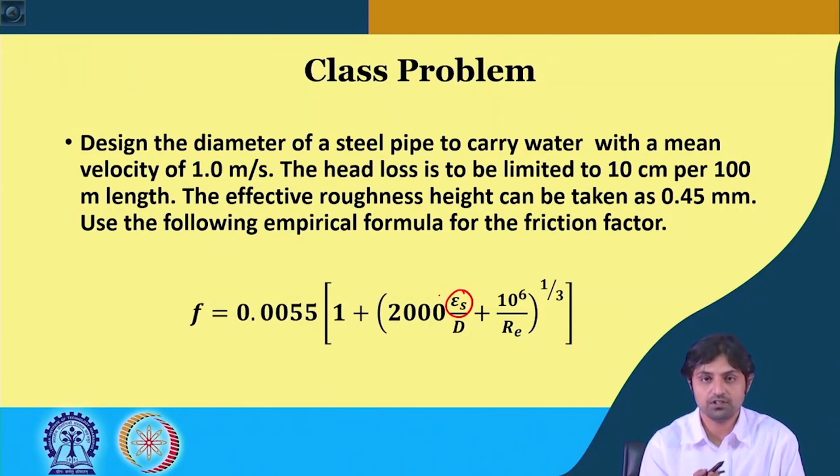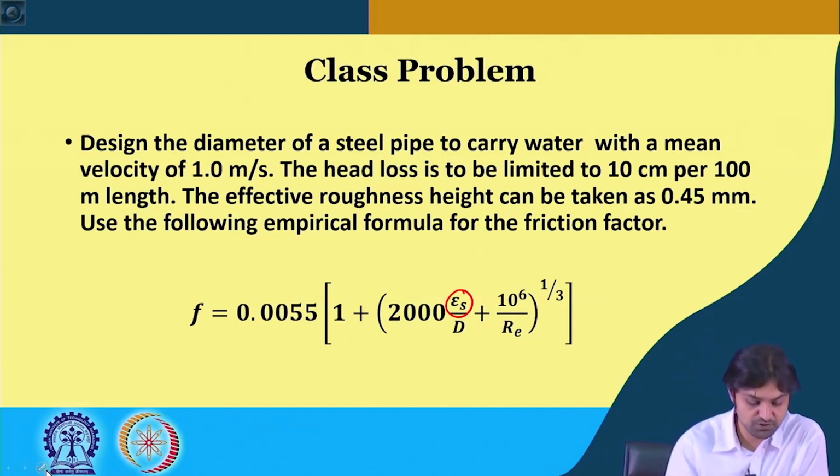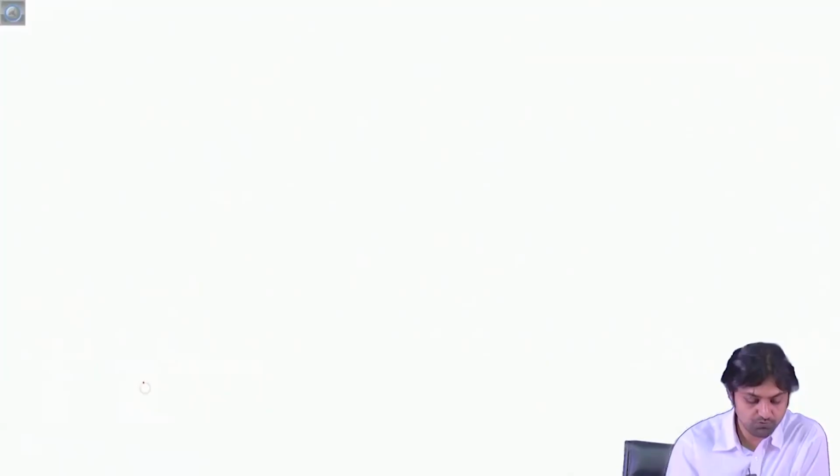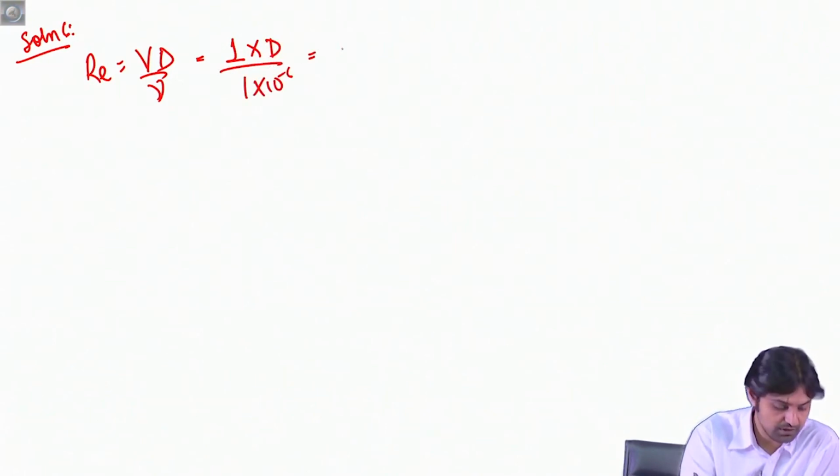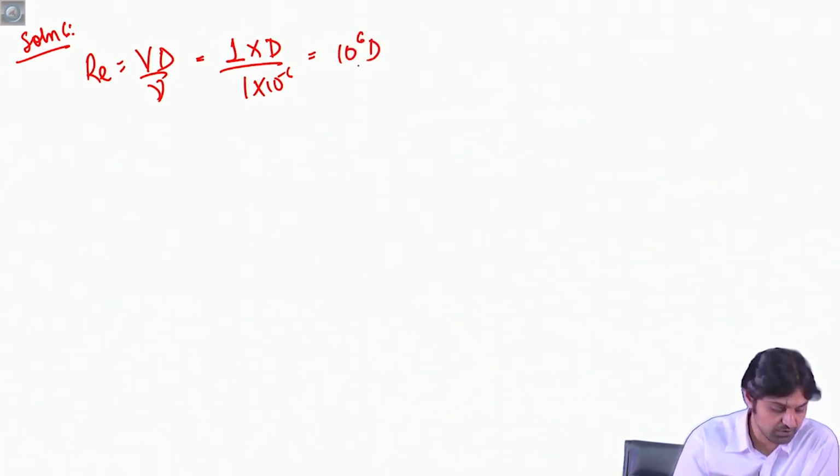We have been given the functional dependence of f. How to find out f? It's a pretty simple problem. If we are given f, we just need to follow the basic steps. How do we solve this problem? First, we find the Reynolds number, Vd by mu. V is 1 meter per second, diameter d, let it be this, and mu is 1 into 10 to the power minus 6. So it becomes 10 to the power 6 d in terms of diameter.